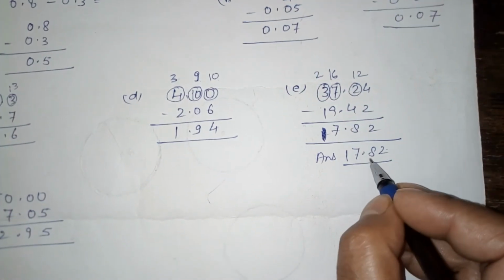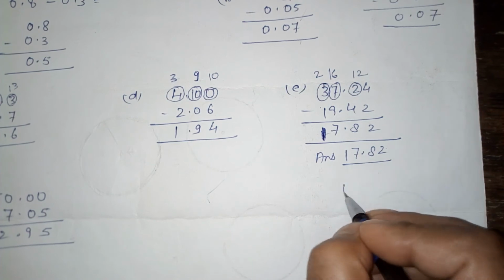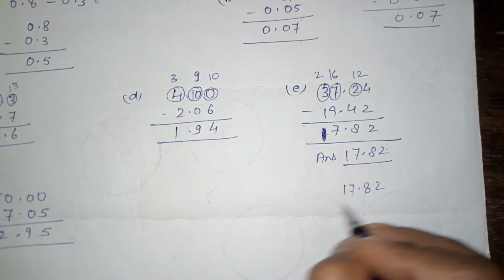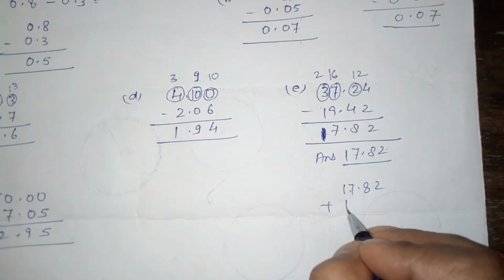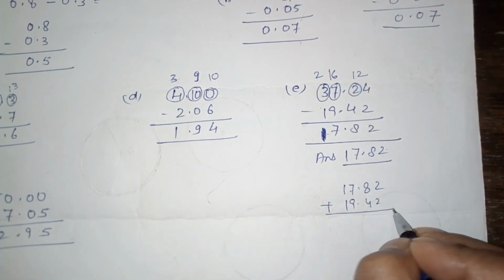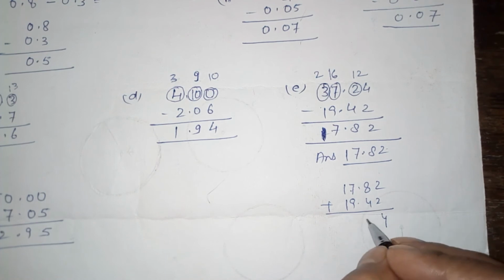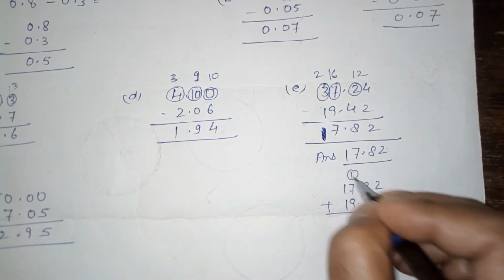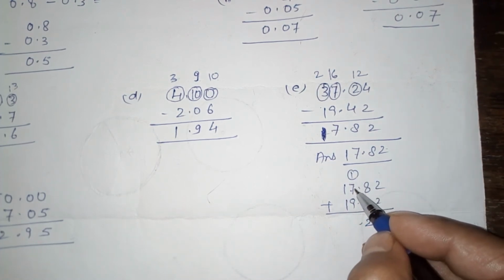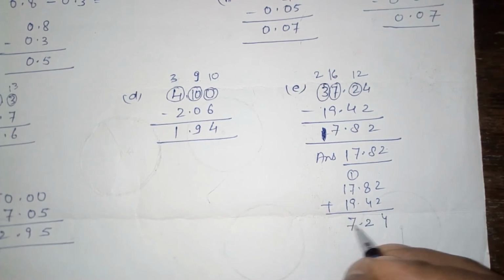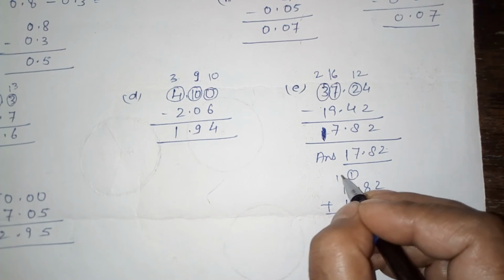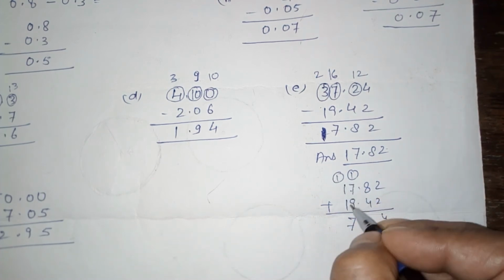So what will you do? We will add 17.82 plus 19.42. 2 plus 2 gives you 4. 8 plus 4 is 12, 2 carry over 1. 1 plus 7 is 8, 8 plus 9 is 17, 7 carry over 1. 1 plus 1 is 2, 2 plus 1 is 3.